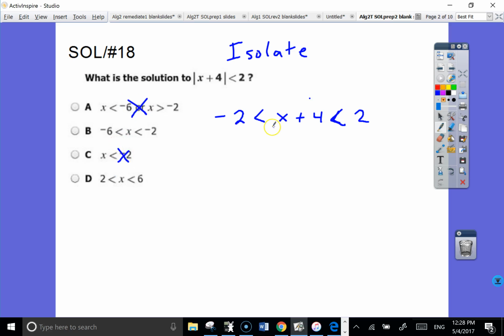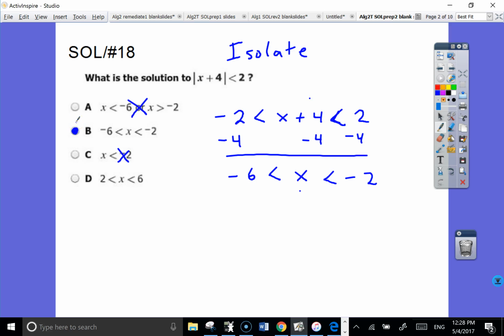Okay. How do you solve the 3-part inequality? Isolate the variable in the middle part by doing operations to all 3 parts. So what is the one operation we have to do here? Subtract 4. And so we're going to get -6 is less than x is less than -2, which is this one. Now, that's a pretty easy problem.